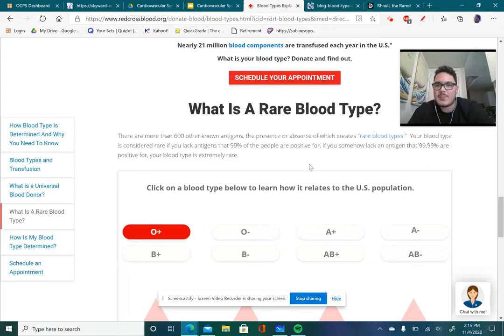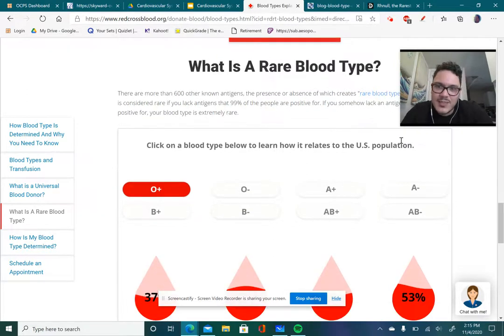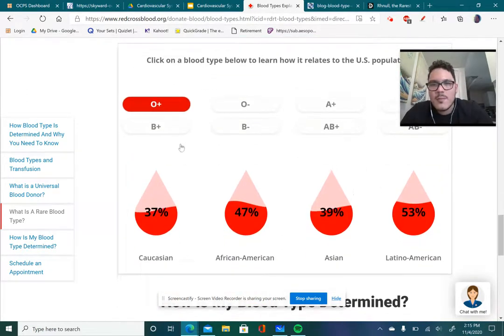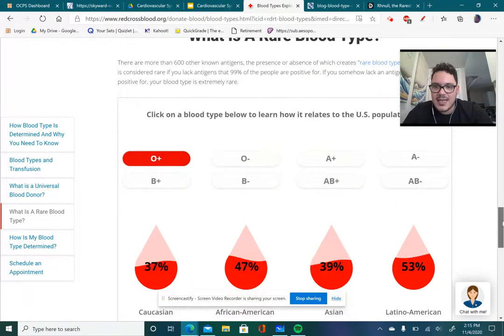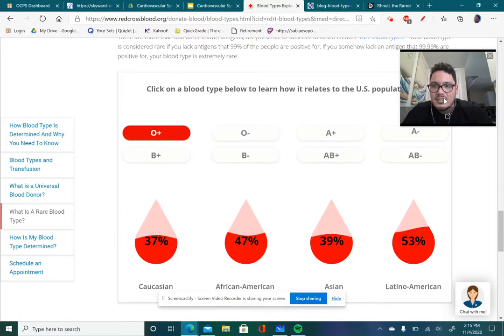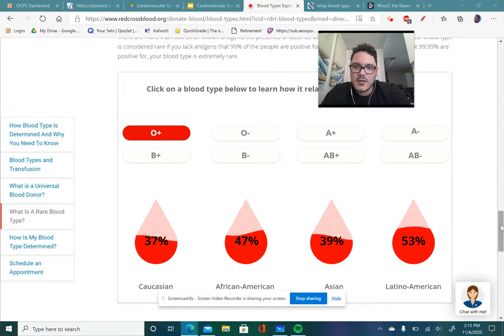So let's look at the blood types. Interestingly enough, there are different percentages of each blood type occurring based off of ethnic groups. We see this globally. We also see this in the United States, but let's focus on the US for now. Remember earlier how I mentioned how type O blood is a mutation? That still stands. Type O blood is still considered a mutation. But even though it's a mutation, most people on Earth and most people in the United States have type O, which is pretty interesting. More specifically, O positive. O positive, 37% Caucasian, 47% African American, 39% Asian, 53% Latin American. So a lot of people are O positive, myself included.